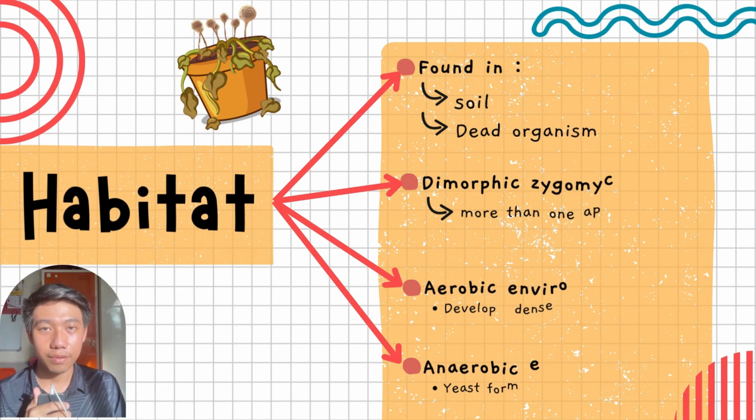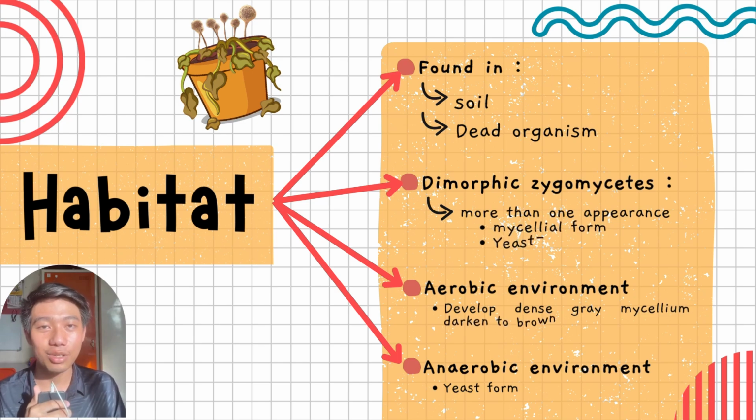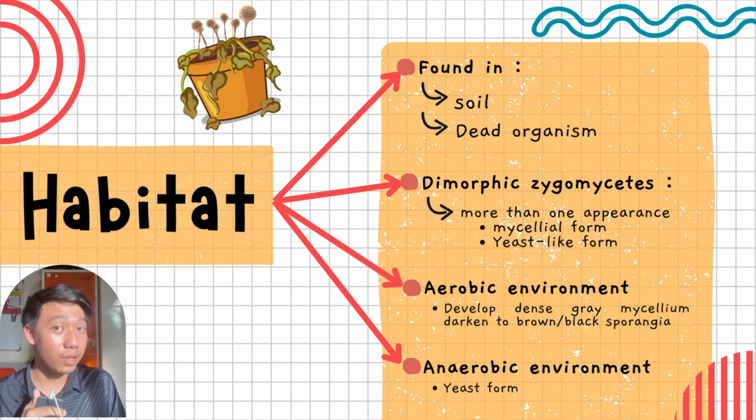Habitats of racemosus: it is usually found in soil and dead organisms. As I mentioned before, racemosus is a Mucor, which is a heterotroph, so it depends on an external source of nutrients. Soil contains many nutrients, so it is a place where racemosus can get nutrients at their finest. Also, dead organisms, as I mentioned before, are where this saprophytic organism gains nutrients from dead materials.